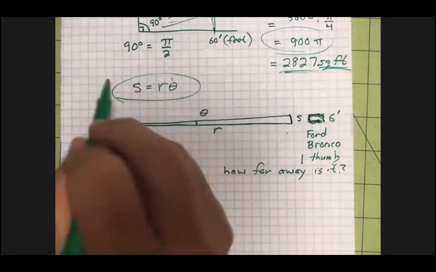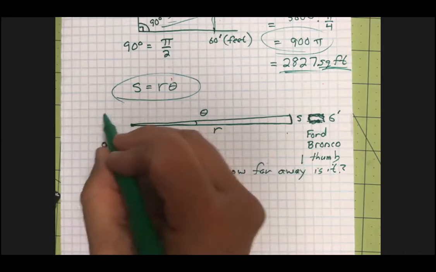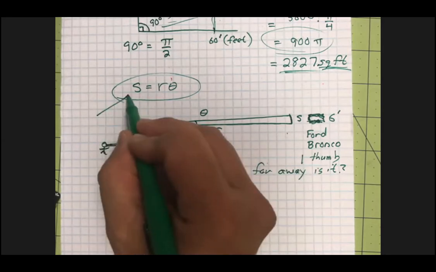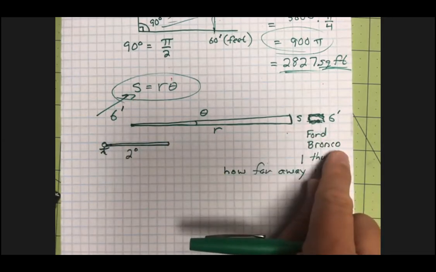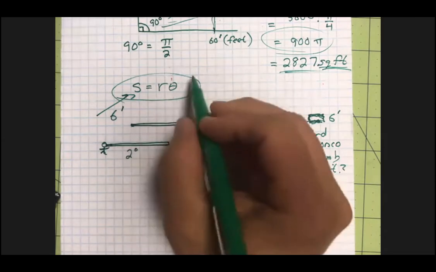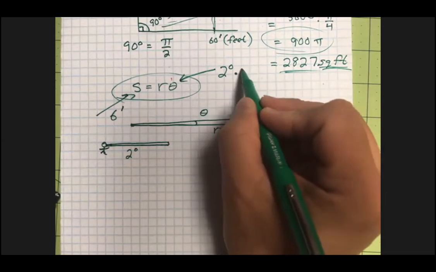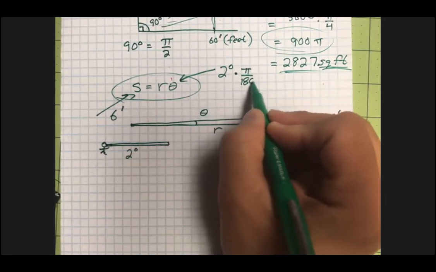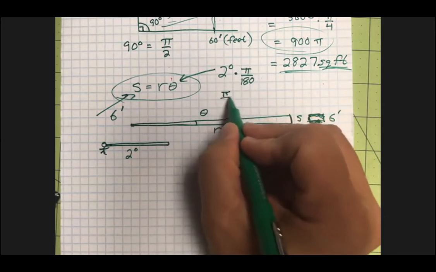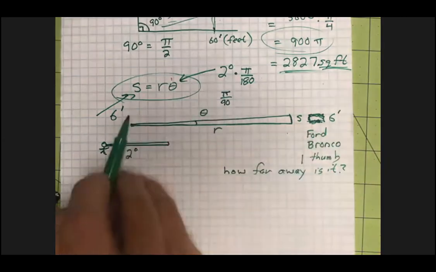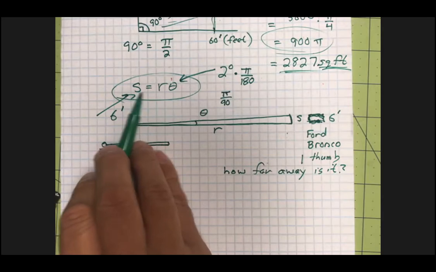Let's check it out. The S right here is 6 feet. You know how tall the Ford Bronco is. The theta is 2 degrees, but that's not going to do. I'm going to have to turn it into radians. So 2 degrees times pi over 180 is pi over 90. And do you see what happens? If you know S and you know theta, then you can just divide S by theta to find R.